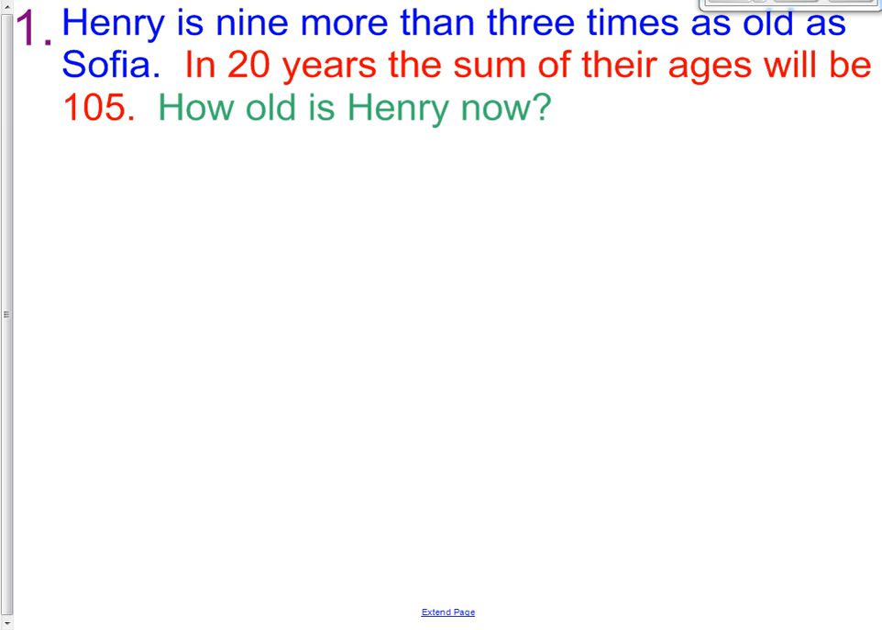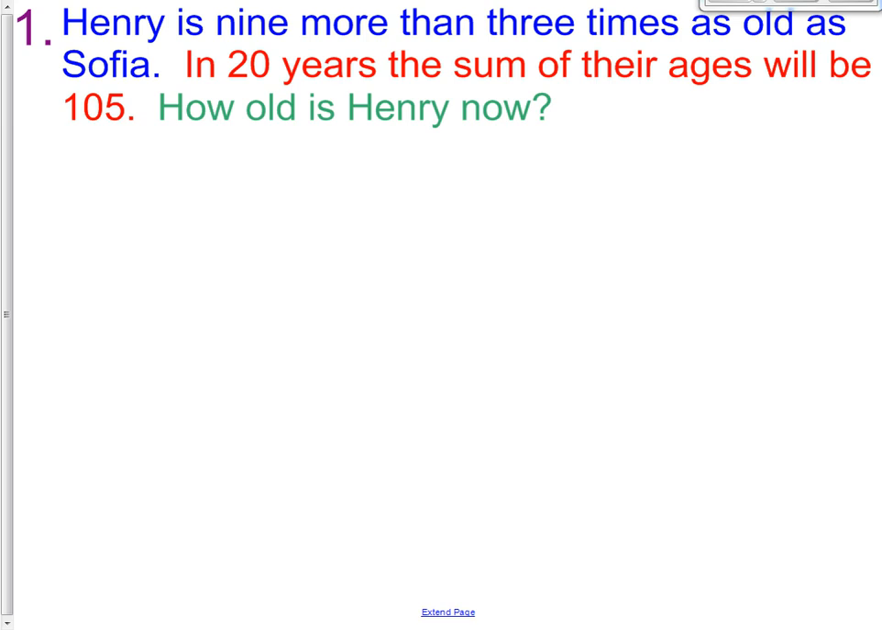Henry is 9 more than 3 times as old as Sophia. In 20 years the sum of their ages will be 105. How old is Henry now? Well, once again, you see these sentences in English. Let's change them into mathematical sentences.